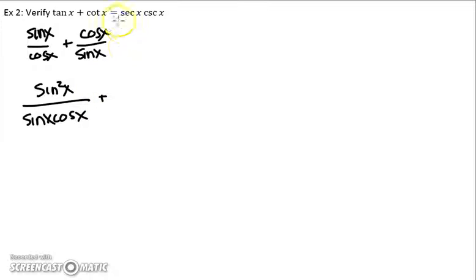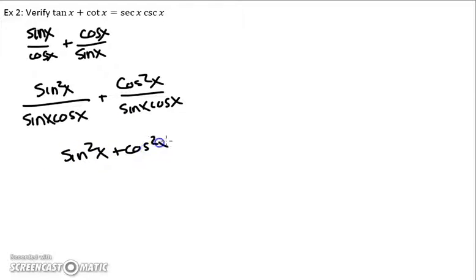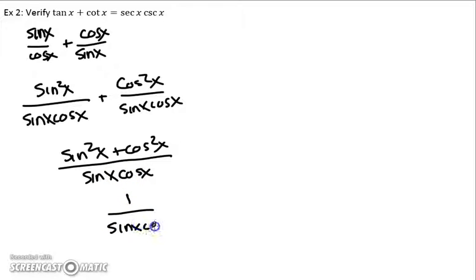Plus, this one's going to be multiplied by cosine over cosine, so cosine squared of x over sine x cosine x. Combine them, so we have sine squared of x plus cosine squared of x over sine x cosine x. Our Pythagorean identity tells us that sine squared of x plus cosine squared of x is 1, so we have 1 over sine x cosine x.